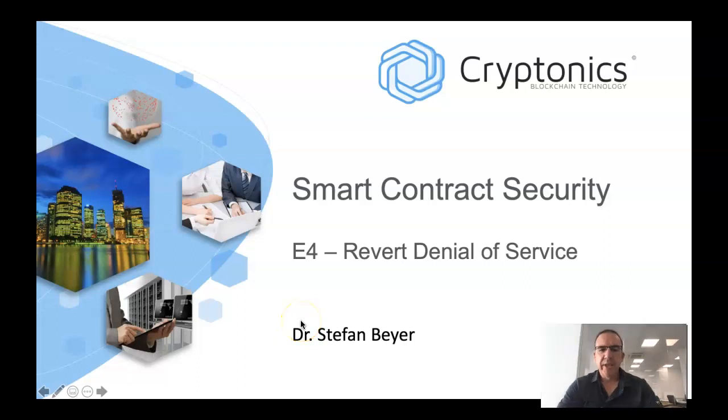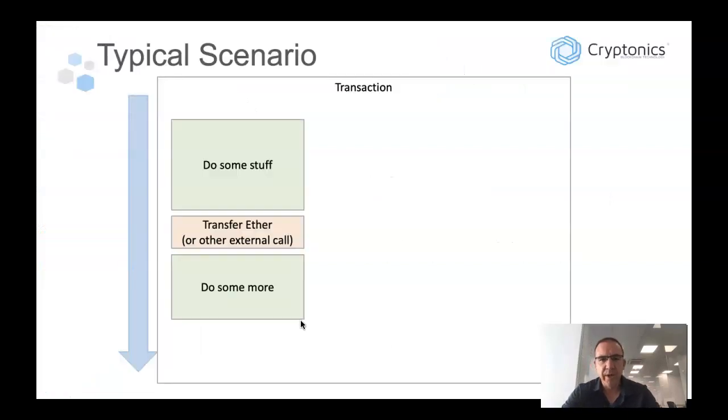Hello again. So here's another episode on smart contract security. This time I want to talk about what I call the Revert denial of service vulnerability. Compared to the earlier vulnerabilities we've discussed, it's a little more specific to smart contracts and also a bit harder to see. So it should be an interesting one.